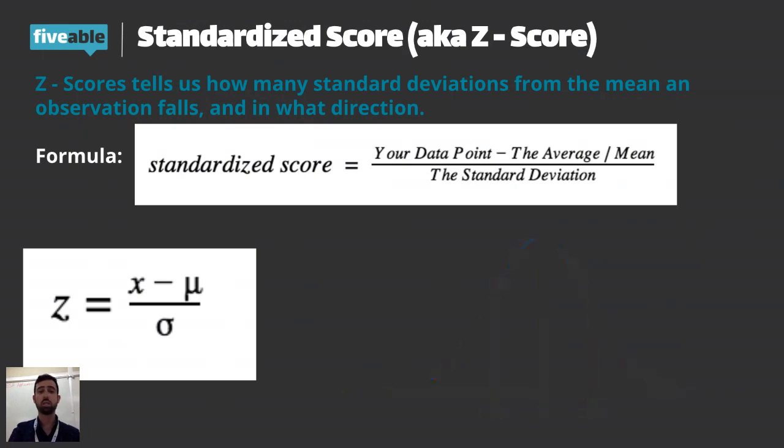So here is the formula for it. You take your data point and you subtract the average, also known as the mean, and divide it by the standard deviation. Here's the formula in symbols. Don't forget that if you have a sample, you're not going to use mu, you're going to use x bar. Here's what it looks like.